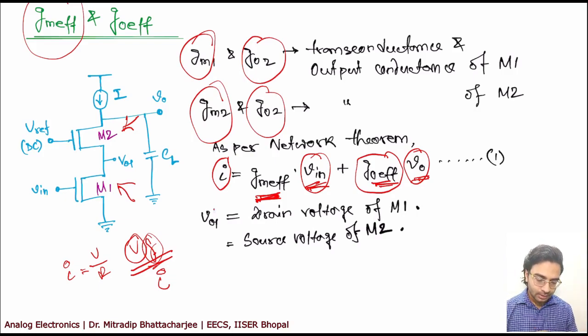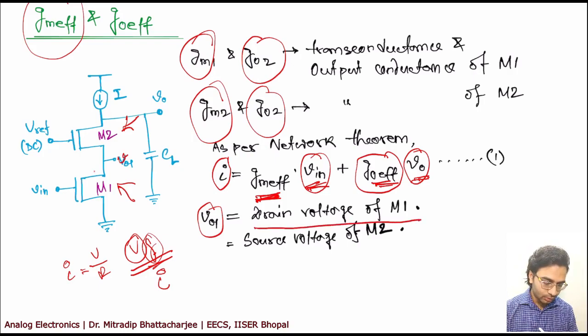Okay. Then V01, I have already shown here. It is AC. This V01 is the drain voltage of M1. So for M1, this is drain, this is source, this is gate. For M2, this is gate, this is source, this is drain. So V01 is the drain voltage of M1 and the same thing is the source voltage of M2. Is that clear? So remember, V01 is the drain voltage for M1, source voltage for M2.